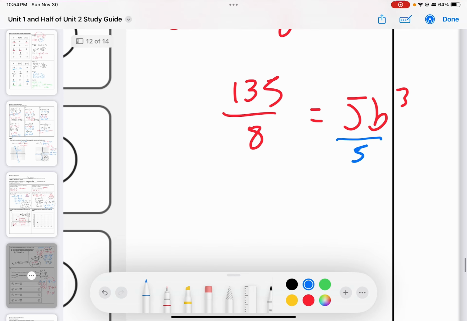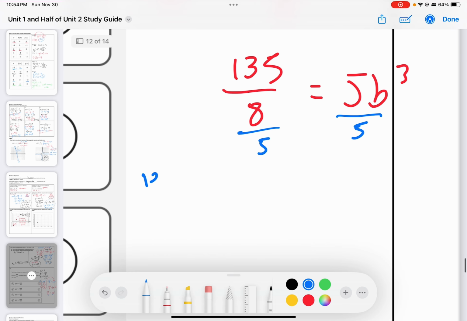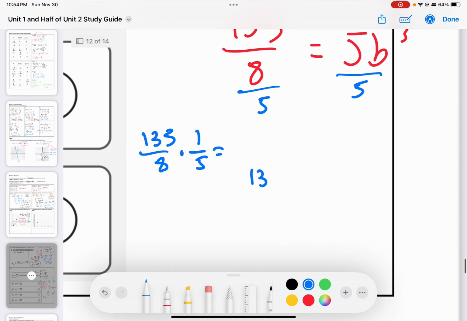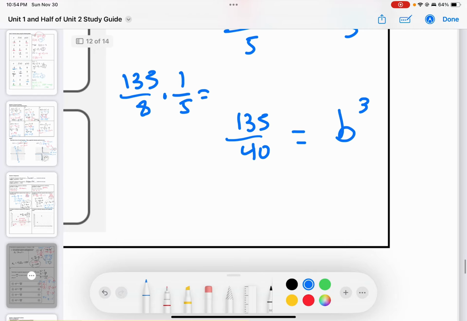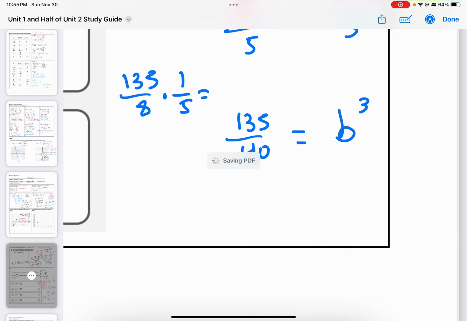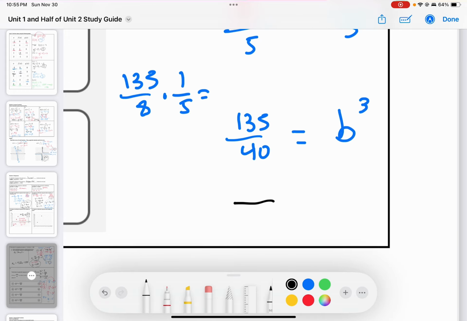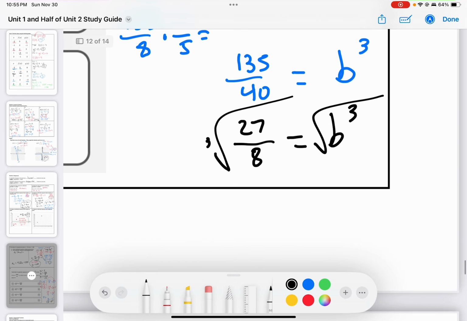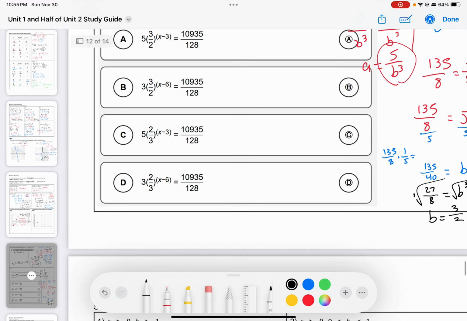I'm going to divide each side by 5. 135 over 8 times 1/5. So we get 135 over 40 equals b to the third. This has to simplify, right? These can both divide by 5, so I get 27 over 8 equals b to the third. Cube root of each side. B is equal to 3 over 2. So b is 3 over 2.